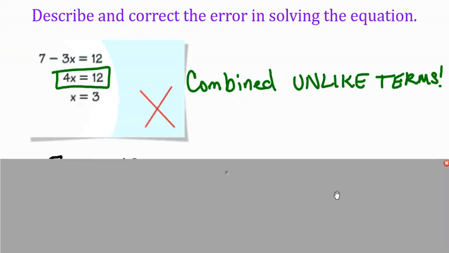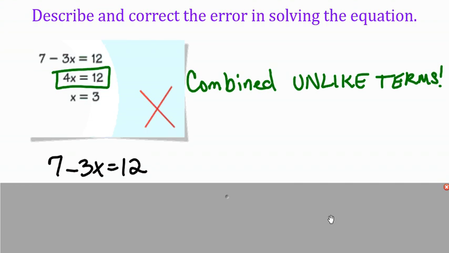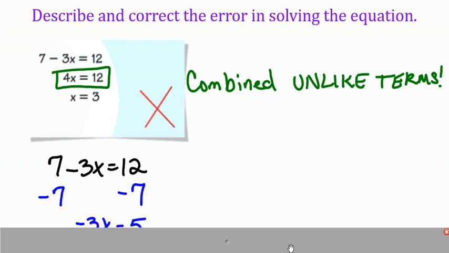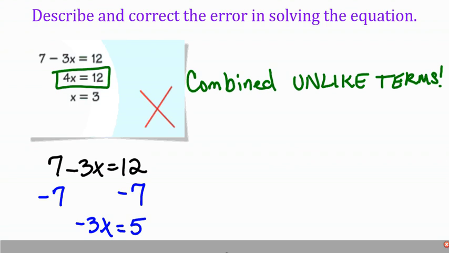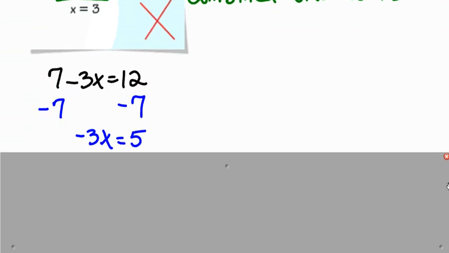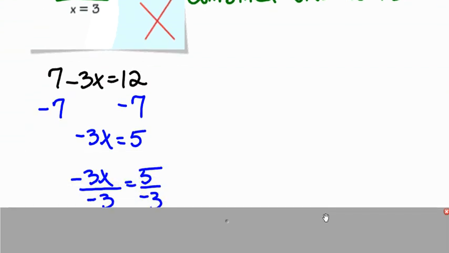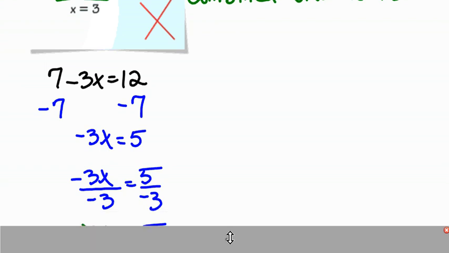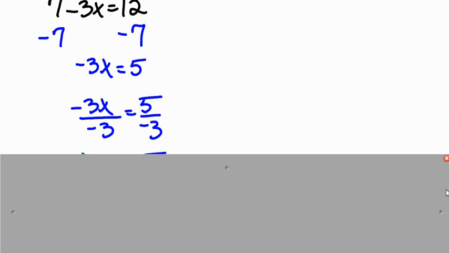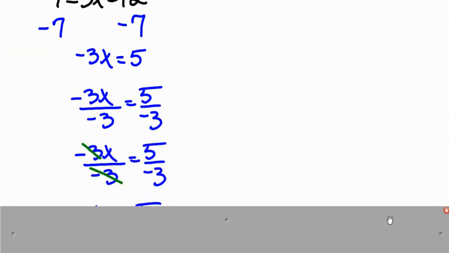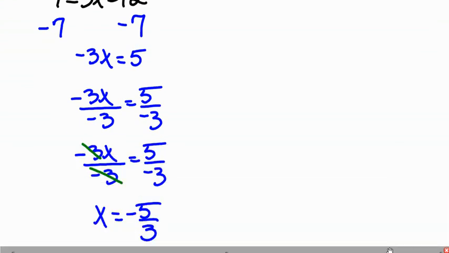If we go back to that original problem, what we should have done was subtract 7 from each side of the equation, which would give us negative 3x equals 5. Then divide by negative 3 on each side of the equation. Again, a negative divided by a negative would be a positive 1x, and then a positive divided by a negative would be a negative. And 5 and 3 do not have any common factors, therefore that would be our simplified result. So we know that x should be negative 5/3.